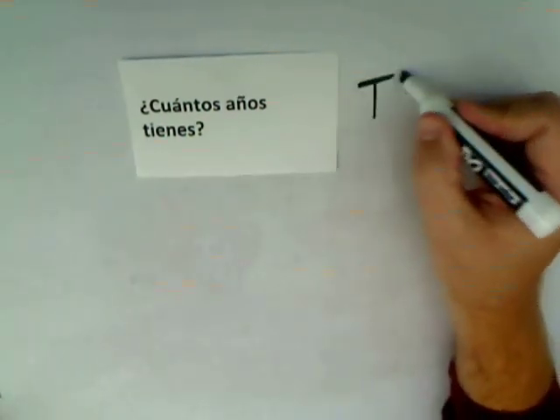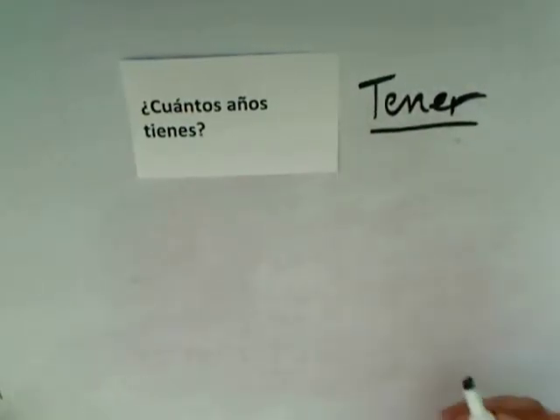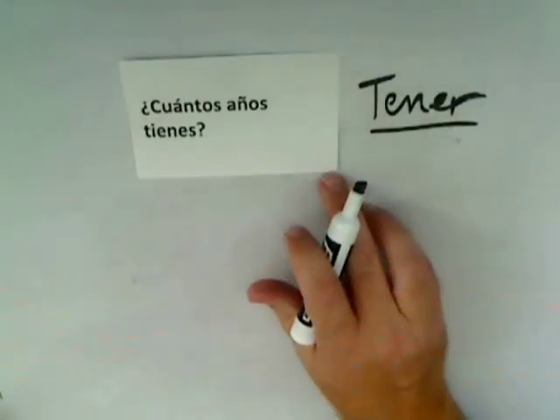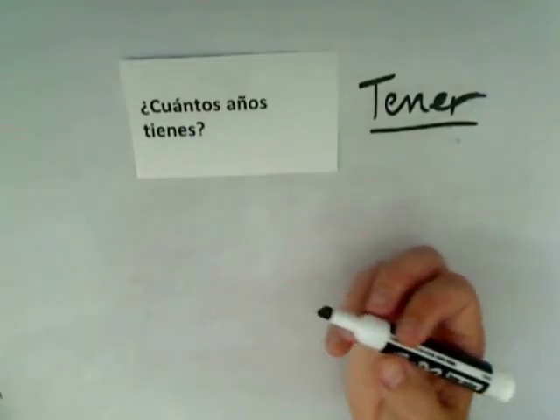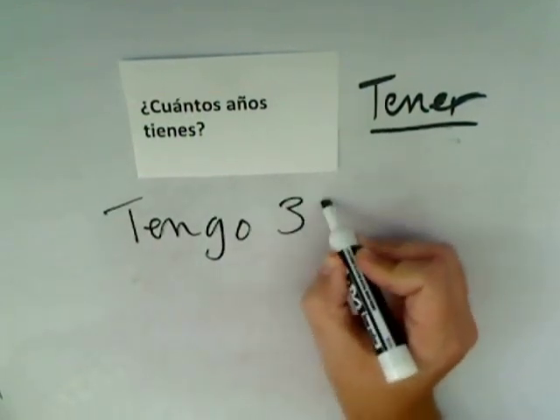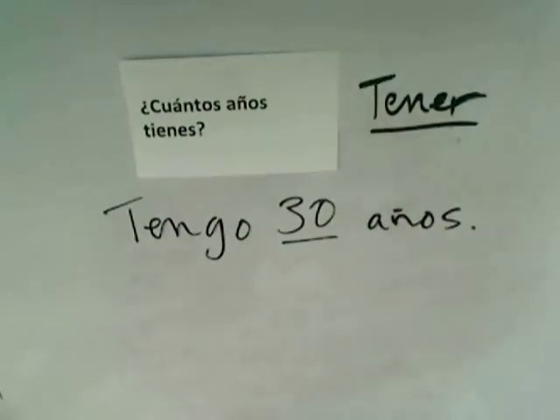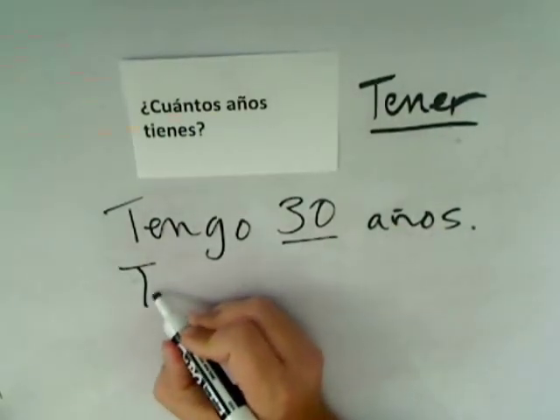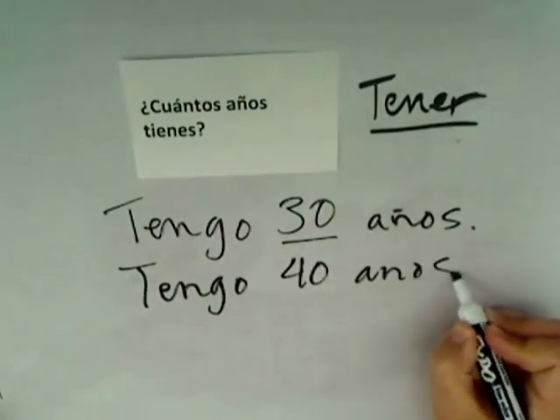¿Cuántos años tienes? How old are you? A couple things to notice here. The verb in the question is tener. We also have the word años, years, so we're going to include those in our answer, right? So, ¿cuántos años tienes? Come back with the yo form. Tengo, say you're 30, right? Tengo 30, and then that word for years. Tengo 30 años, right? Or if you're a little bit older, like me, tengo 40 años, right?